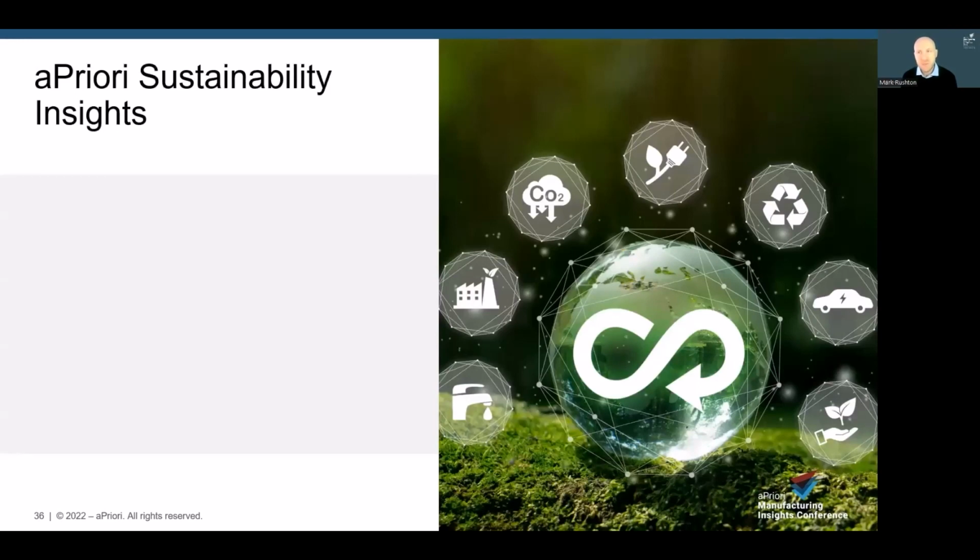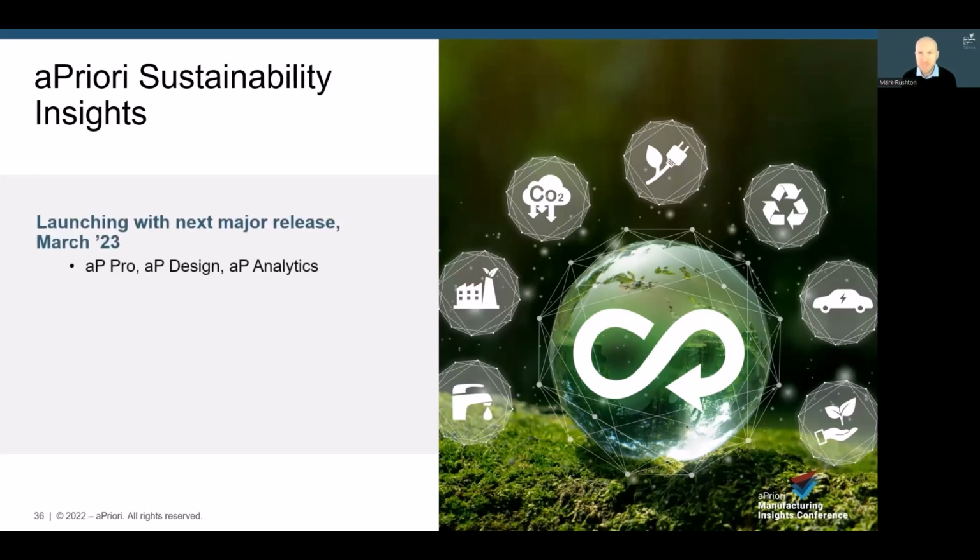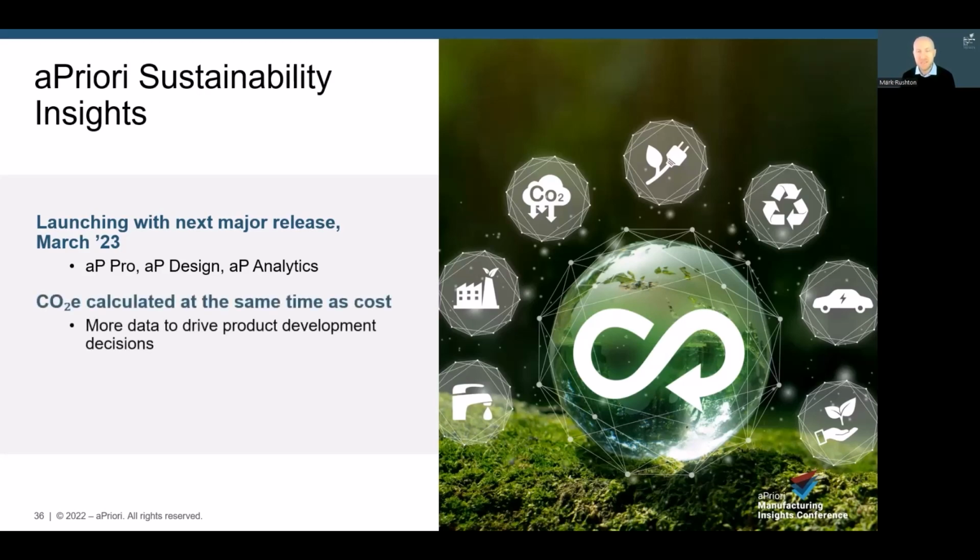So it's my pleasure to announce aPriori Sustainability Insights, coming with our next major release, which is expected in March 2023. Featured in AP Pro, AP Design, and AP Analytics, it's an additional value and breakdown which will be calculated for each product scenario, which is going to empower your product teams with the data they need to ensure profitability and sustainability without harming productivity.